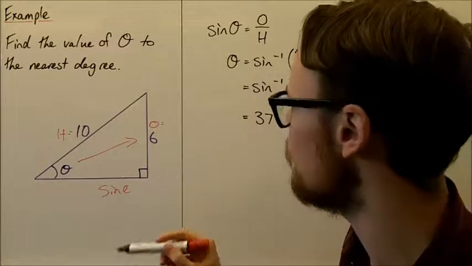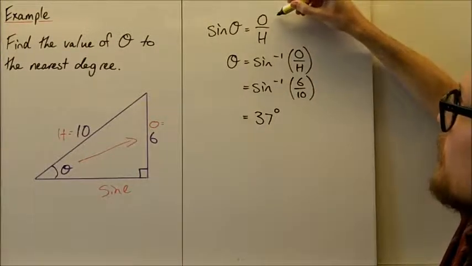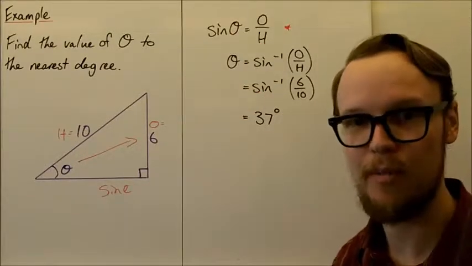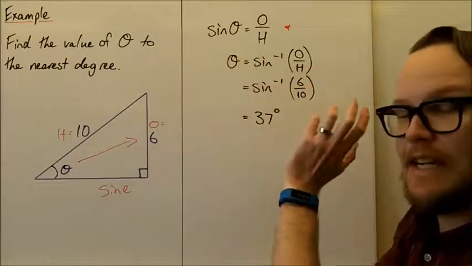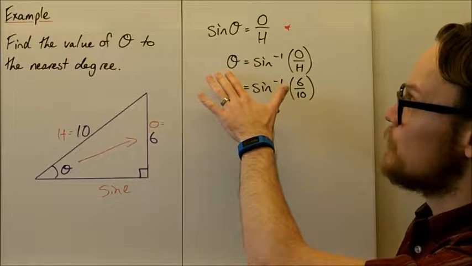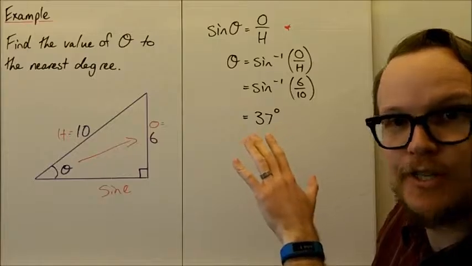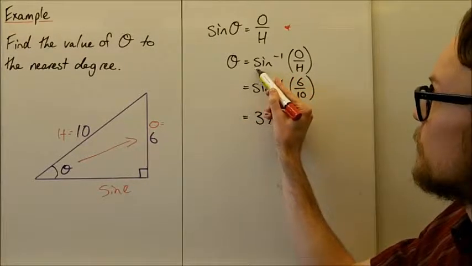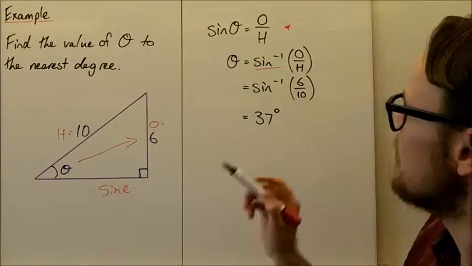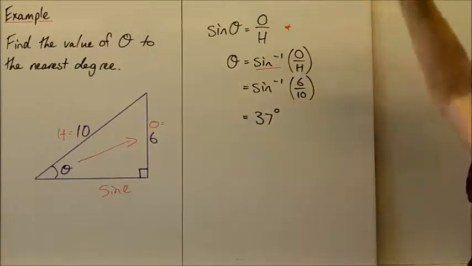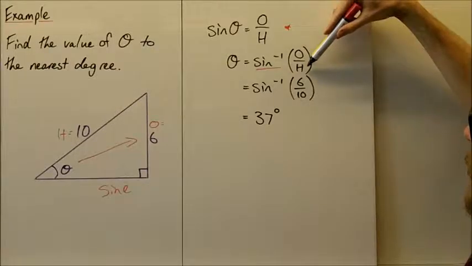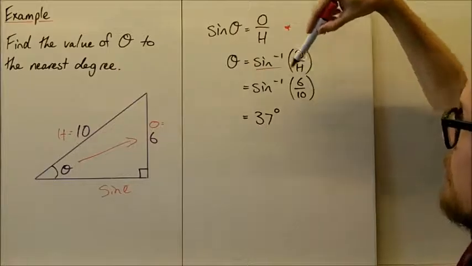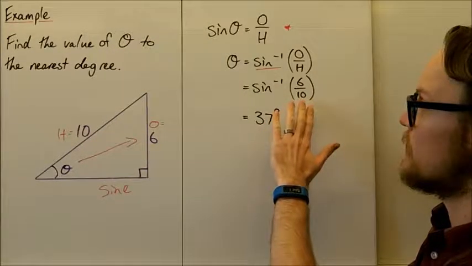I can firstly start out by writing the definition. Sine of theta is equal to opposite over hypotenuse. Then I'll show that I'm going to determine the angle by using the inverse trigonometric function, which is the inverse sine function. So theta equals inverse sine of the opposite divided by the hypotenuse. The opposite side is 6 in this case. The hypotenuse is 10, so all I'm doing now is substituting in values.